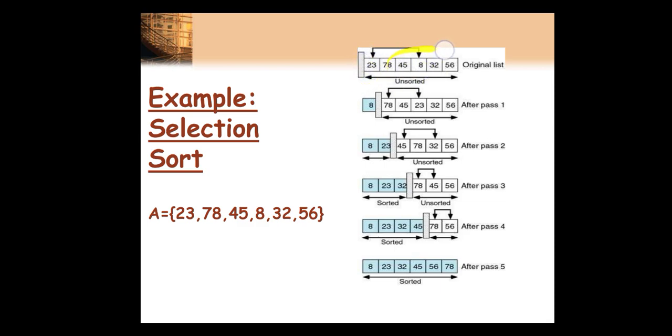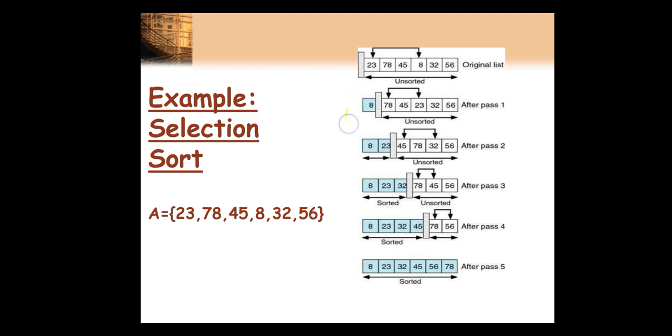From the remaining elements, what we have to find is the element which is smaller than the first element. So here we are finding that the element 8 is smaller than the element 23. So we perform the swapping. What we have to do, we take the 8 to the 23's position and 23 to the 8's position.